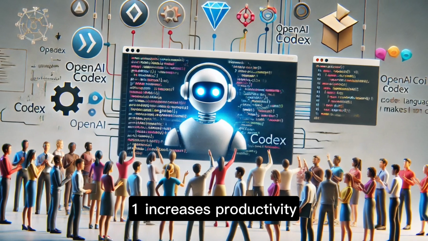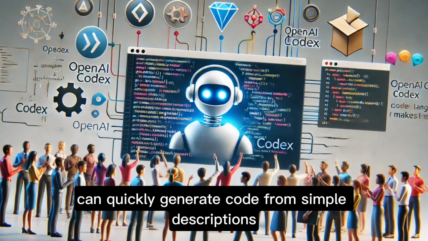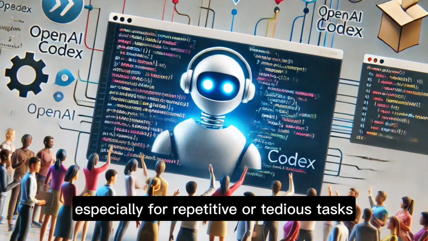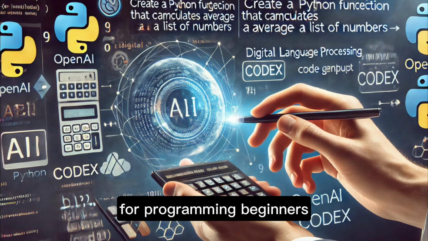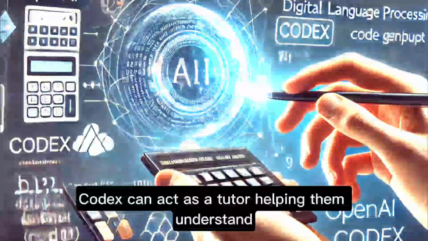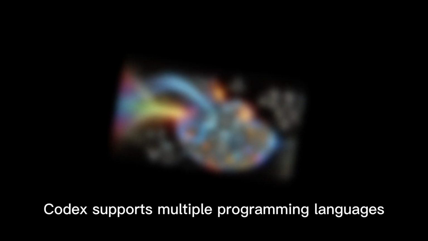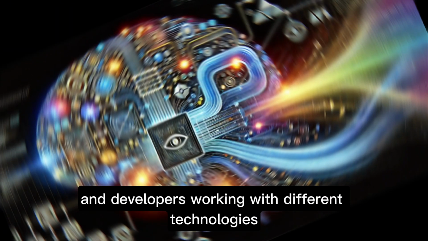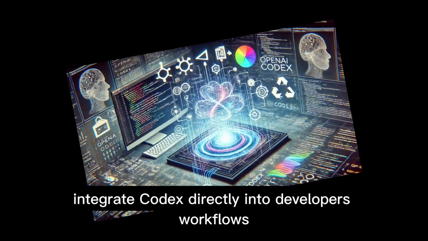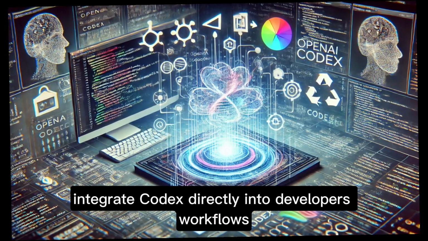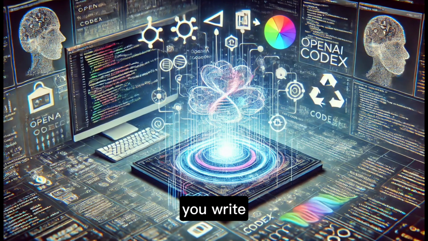1. Increases productivity. Codex can quickly generate code from simple descriptions, saving time and effort, especially for repetitive or tedious tasks. 2. Facilitates learning. For programming beginners, Codex can act as a tutor, helping them understand how certain tasks can be implemented in code by showing practical examples of how to solve problems. 3. Versatility. Codex supports multiple programming languages, making it useful for a wide range of projects and developers working with different technologies. 4. Integration with code editors. Tools like GitHub Copilot integrate Codex directly into developers' workflows, allowing code suggestions to be incorporated as you write.